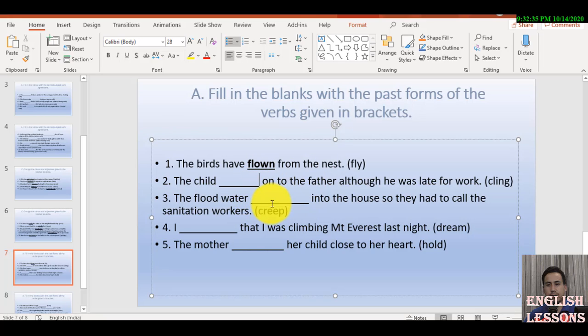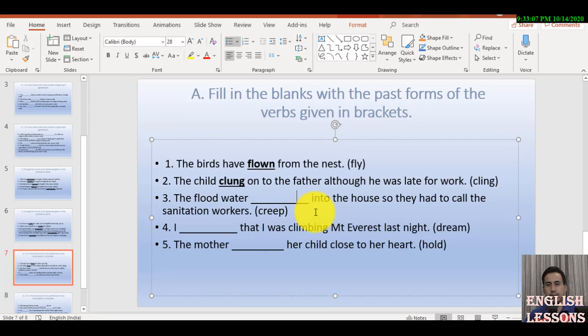The children dash on to the father although he was late for work. The children cling. So we have to use the past forms of the verb. So the children cling, clung, clung. The answer will be clung. Clung on to the father although he was late for work.